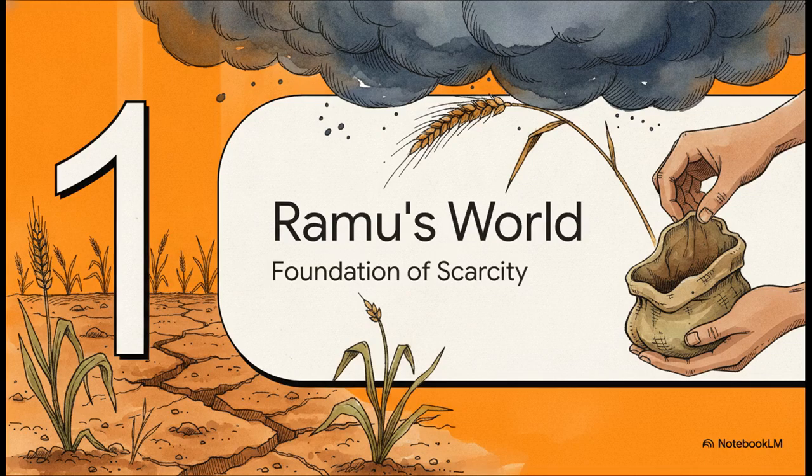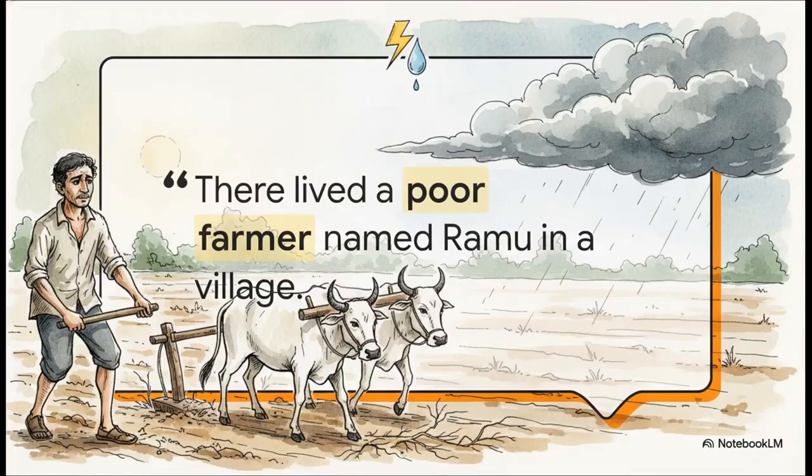Section 1. Ramu's World, a foundation of scarcity. You know, any good narrative has to ground us in a reality, and this one does it instantly by establishing our protagonist's fragile economic environment. We aren't getting flowery descriptions of the rolling landscape here. Instead, we are given a stark economic baseline. Notice the specific words used in this very first sentence. There lived a poor farmer named Ramu in a village.